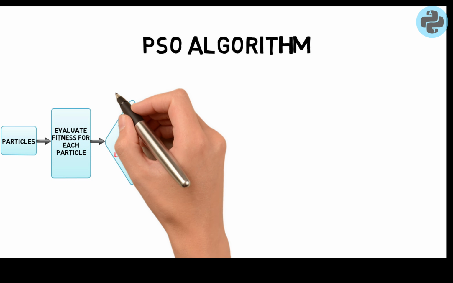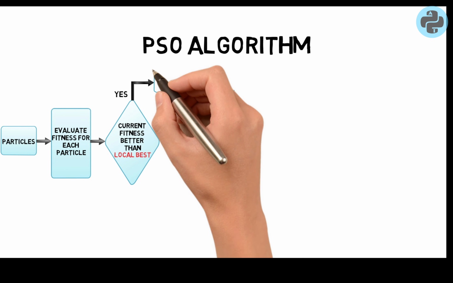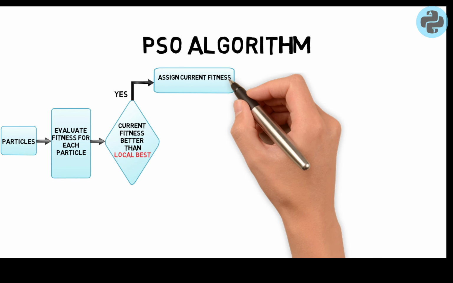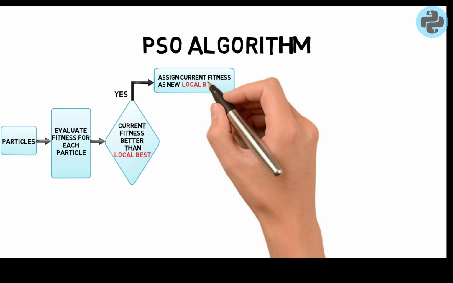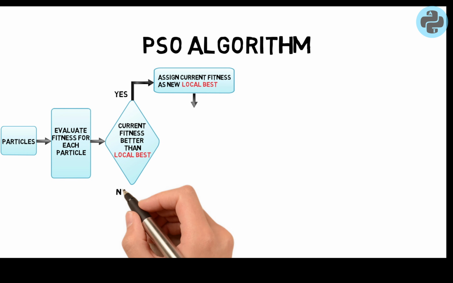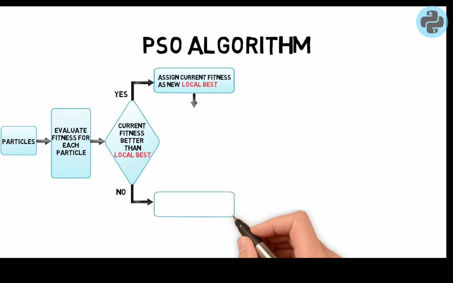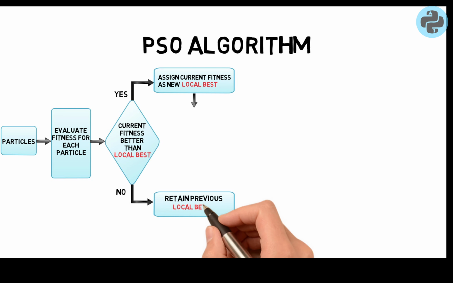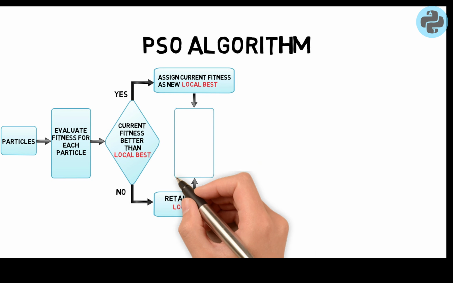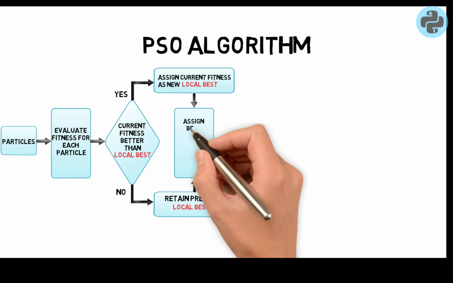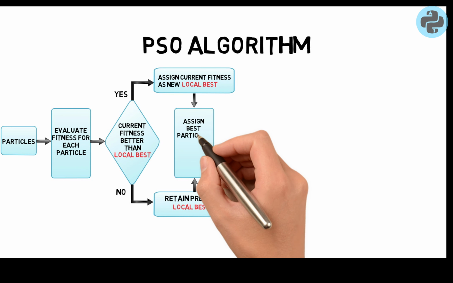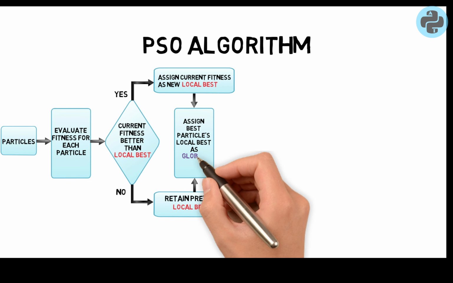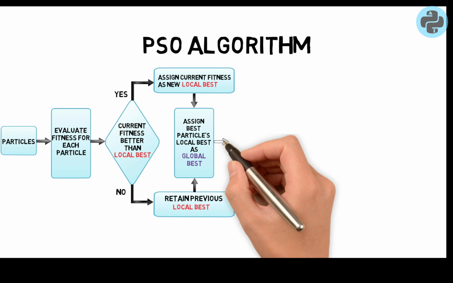While searching, if the current fitness is better than the local best, then we assign the current fitness as the new local best. If during an iteration the current fitness is not better than the local best, then we retain the previous local best. The global best is the one which is better among all local best values of the particles.